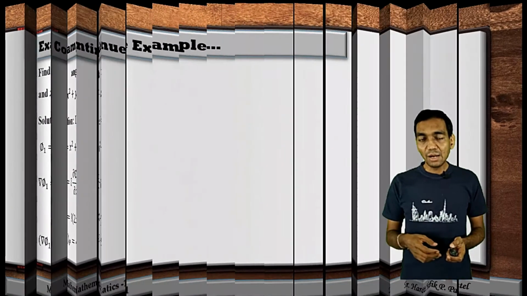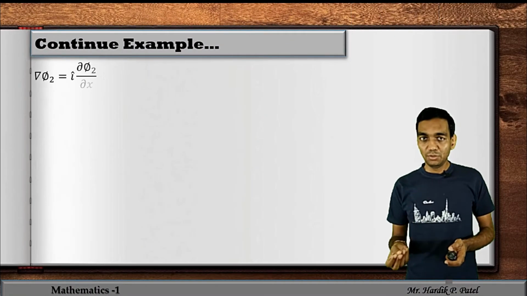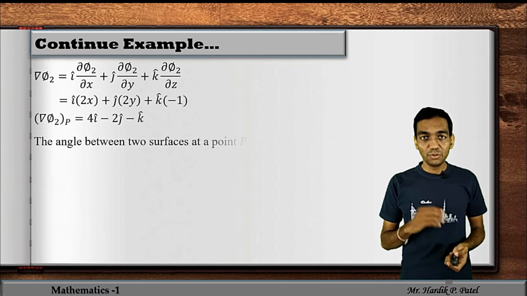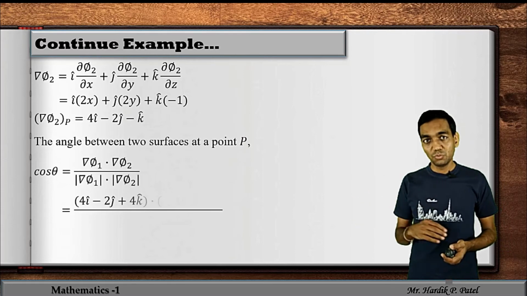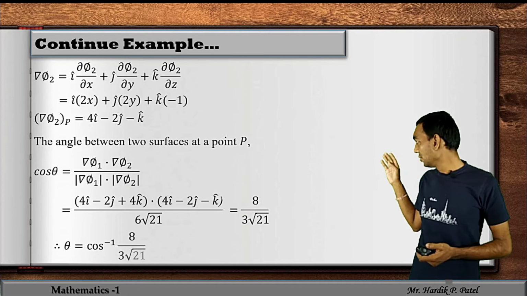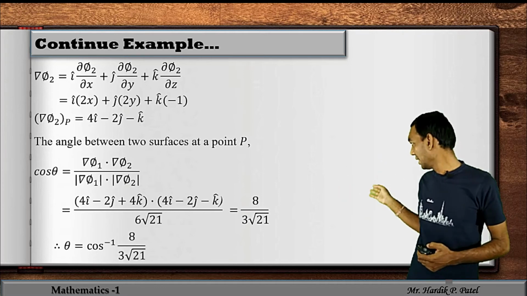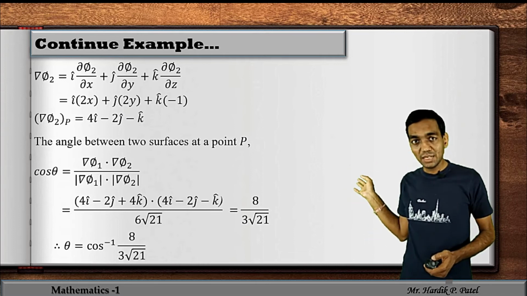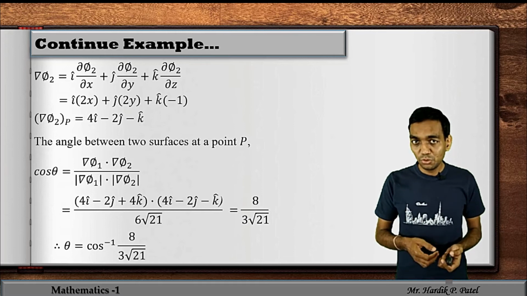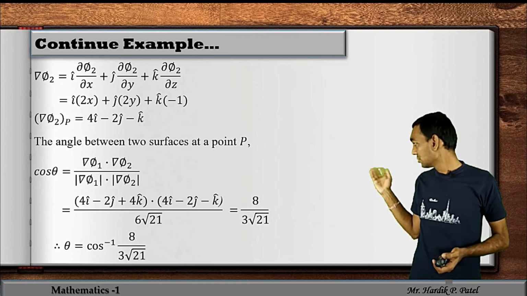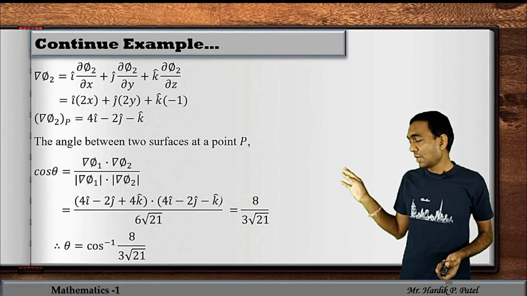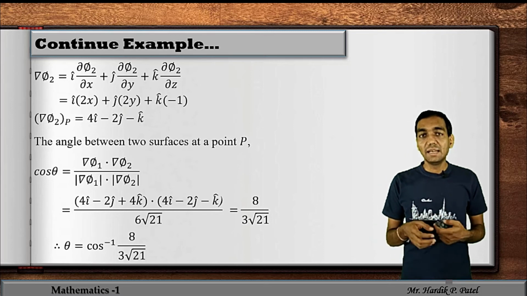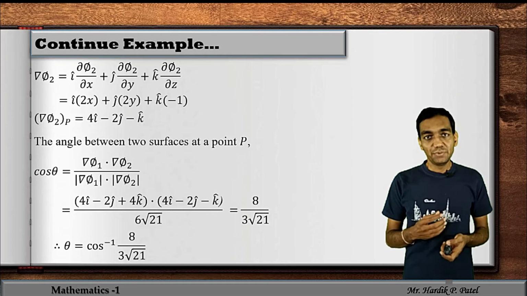Okay. Now we are going to find grad of phi 2. So grad of phi 2 is i into del phi 2 by del x plus j into del phi 2 by del y plus k into del phi 2 by del z. Now the derivative of phi 2 with respect to x is 2x, with respect to y is 2y and with respect to z is minus 1. So you will have 2xi plus 2yj minus k, and if you substitute the point capital P, that is (2, minus 1, 2), then grad phi 2 at the point P is 4i minus 2j minus k.